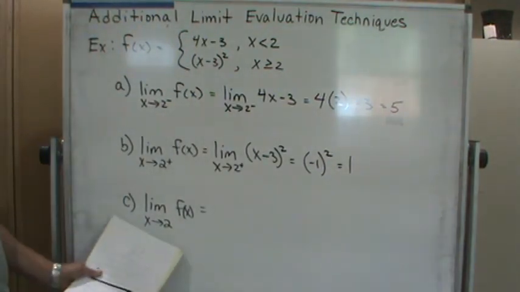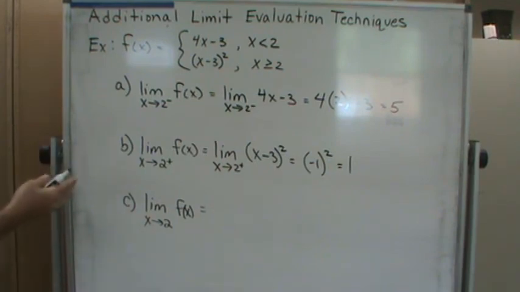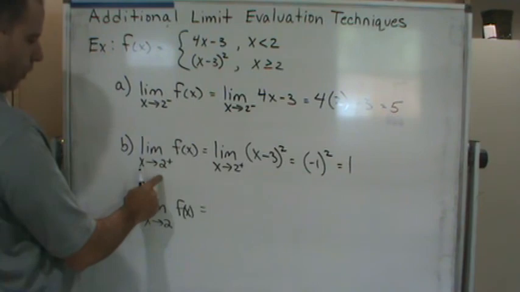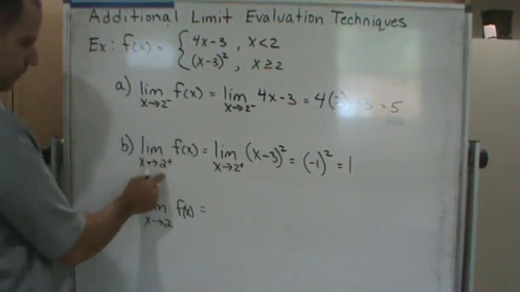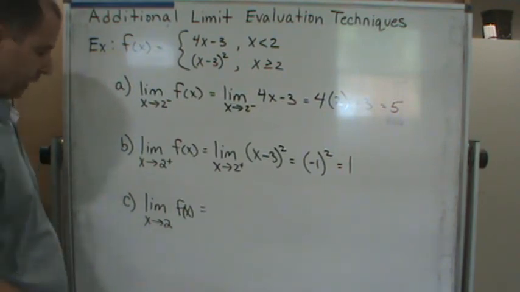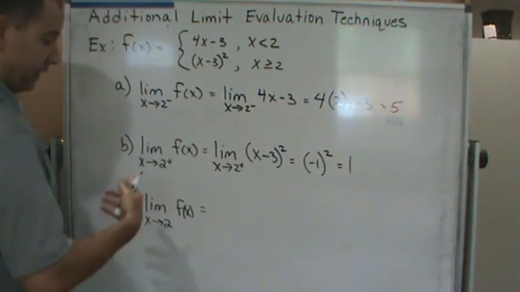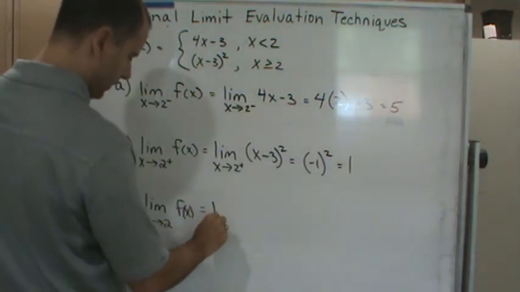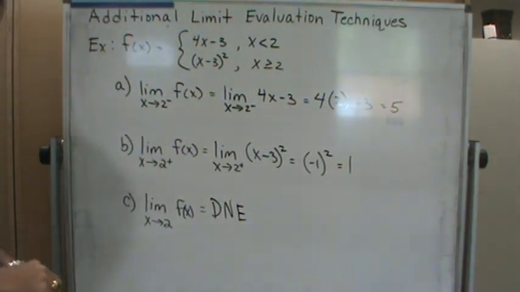Now for part C, we're just doing the two-sided limit. It says, what's the limit of f of x as x approaches 2? Well, we can use what we learned before in our toolbox. In order for this limit to exist, the limit from the left and the limit from the right must approach the same value. And since this approaches 5 and this approaches 1, they don't. So therefore the limit of this one does not exist.